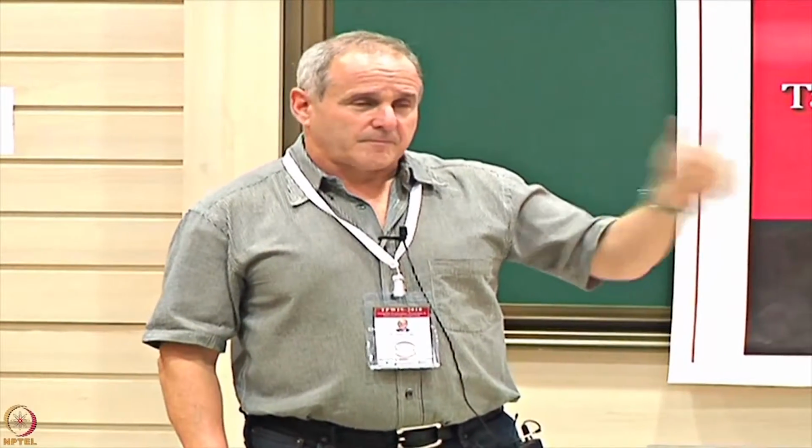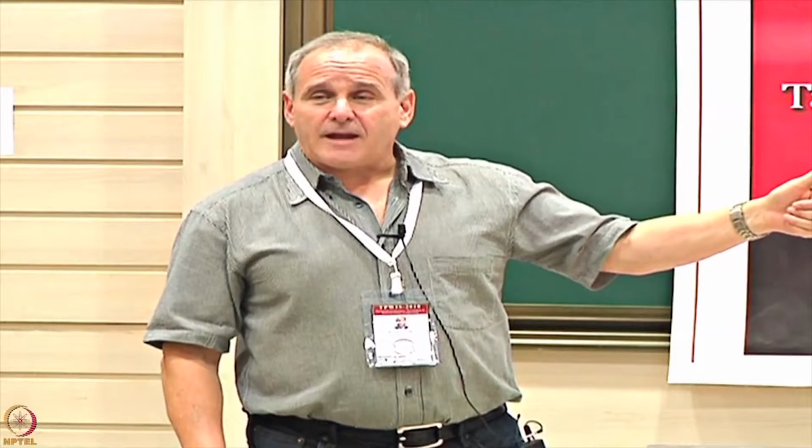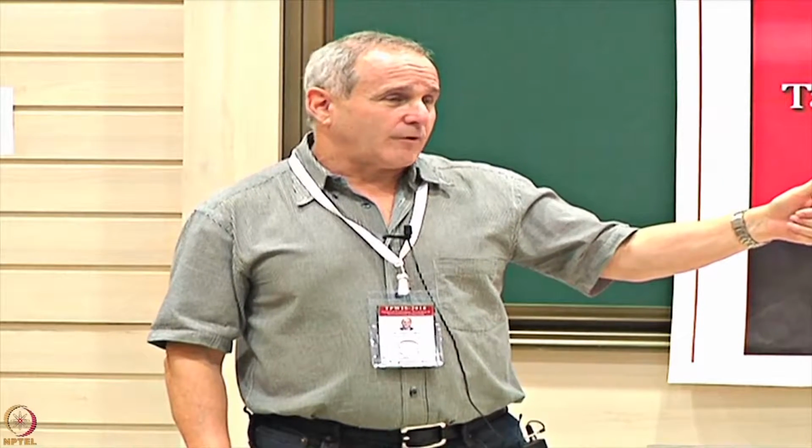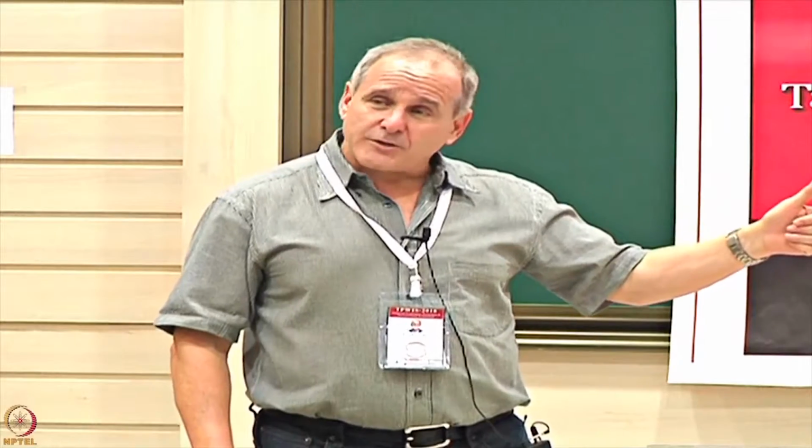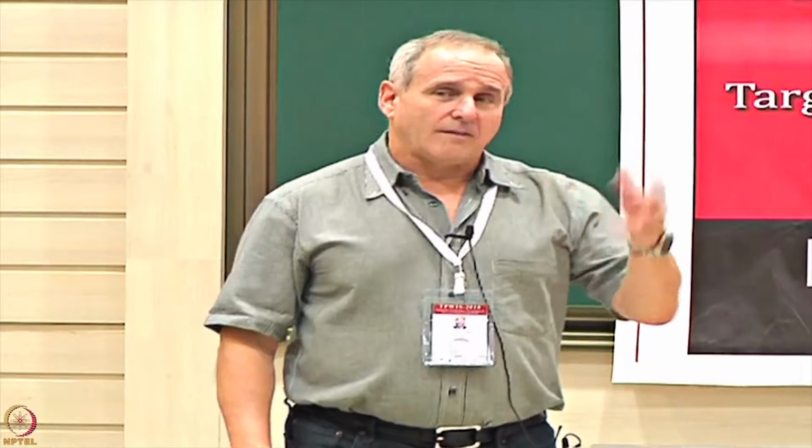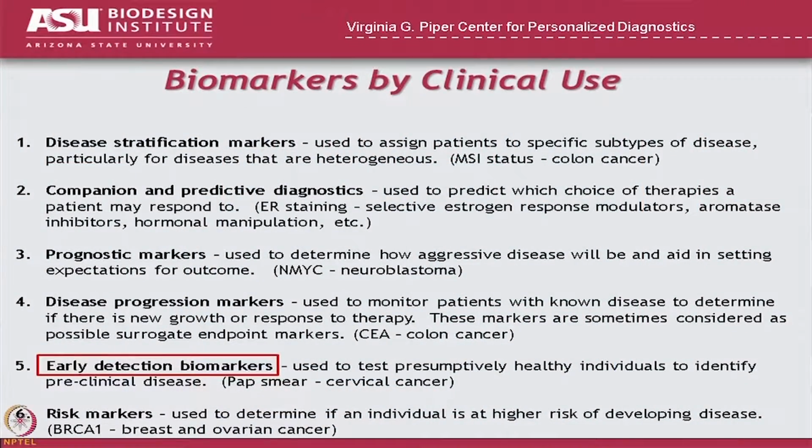I mean, in the clinic, we use them for diabetes, hemoglobin A1C, if you've ever heard of that. That's a disease progression marker. It monitors how the disease is doing, how well the insulin therapy is doing. CEA in the case of cancer, lots of diseases have these markers that let you know how the patient's doing. Okay, early detection marker.